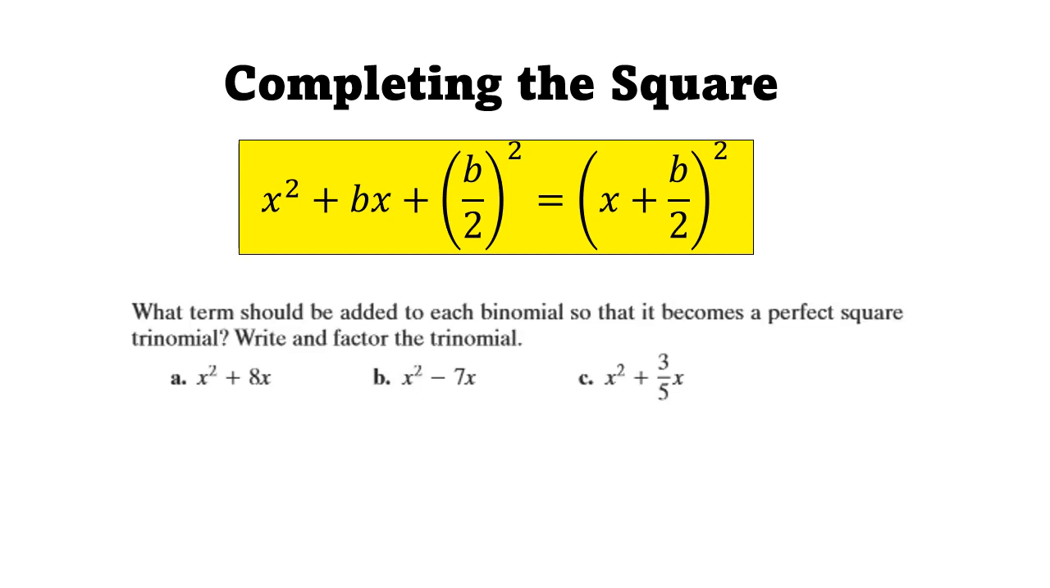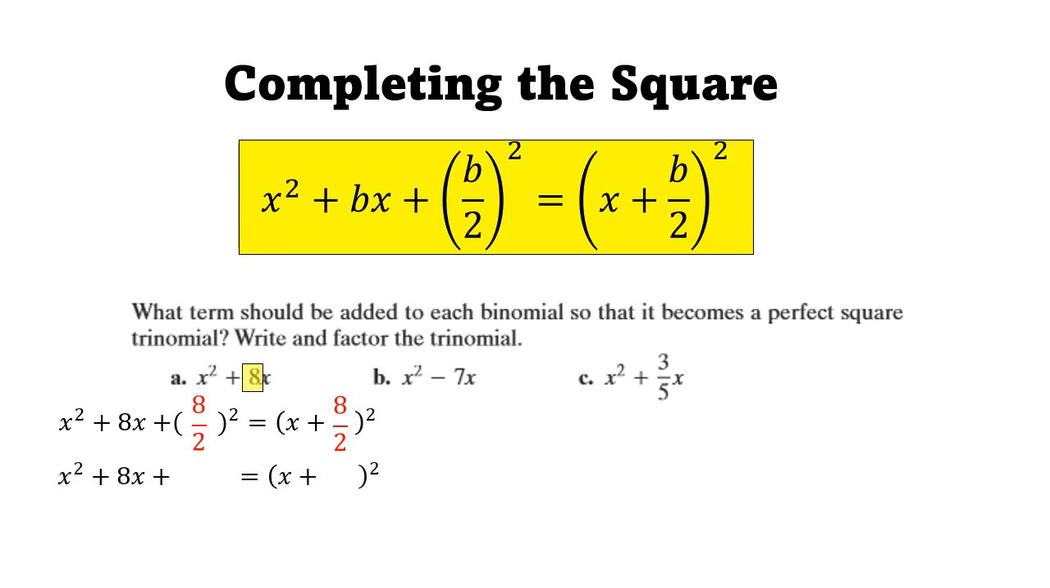So let's see an example. What term should be added to each binomial so that it becomes a perfect square trinomial? Write and factor the trinomial. So we look at b, always at b, and we're going to divide it by 2. Now let's simplify. Therefore, the term we wrote is 16, and x plus 4 squared, that's my perfect square.